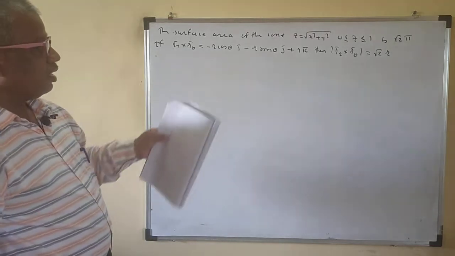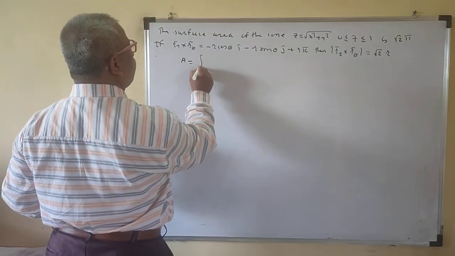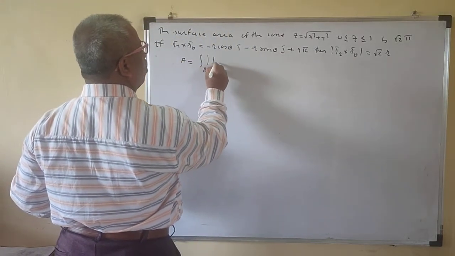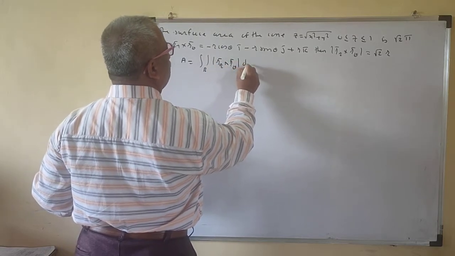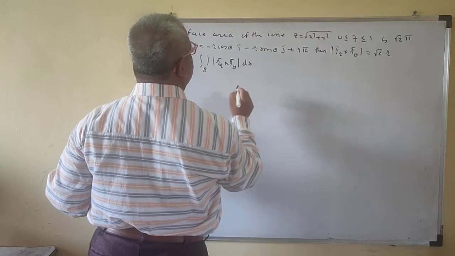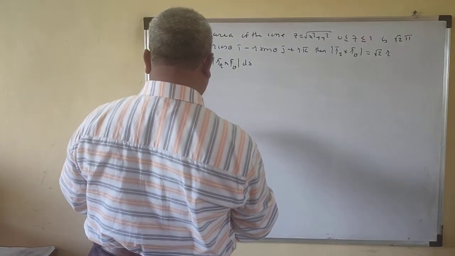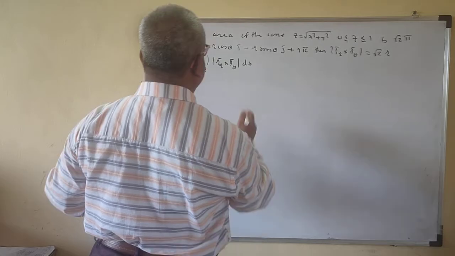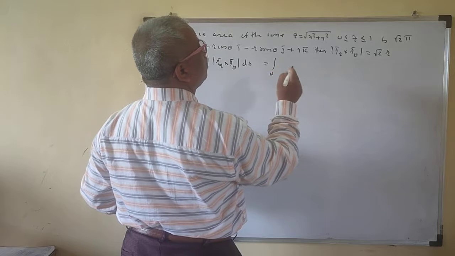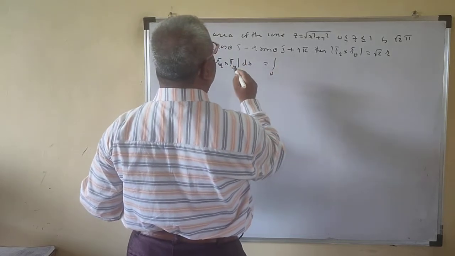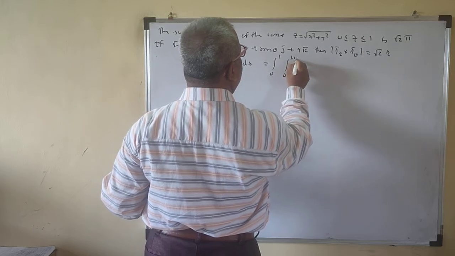So this r bar of this, suppose the value is provided, then the surface area is what? Double integral over R of the modulus of r bar cross r theta bar, ds. So this is the same as what? What is the range? Range of r is 0 to 1, theta is 0 to 2 pi.